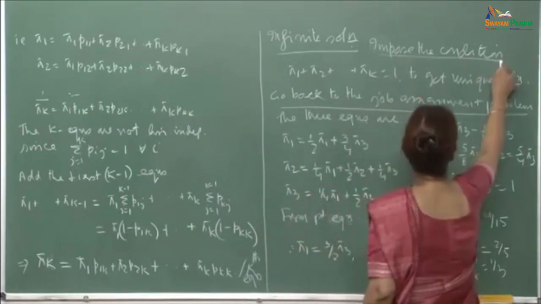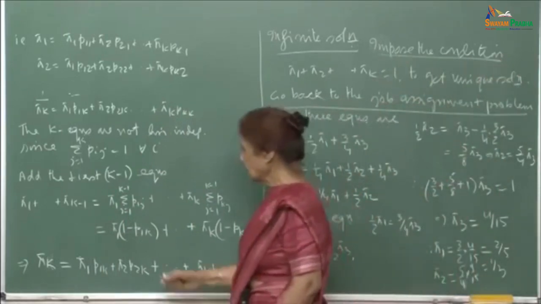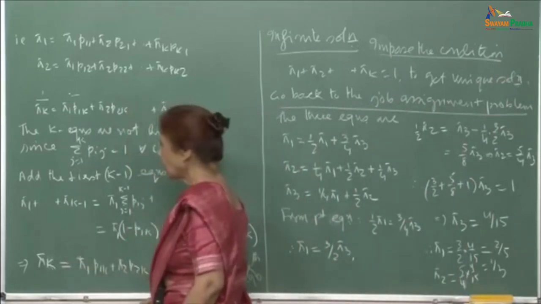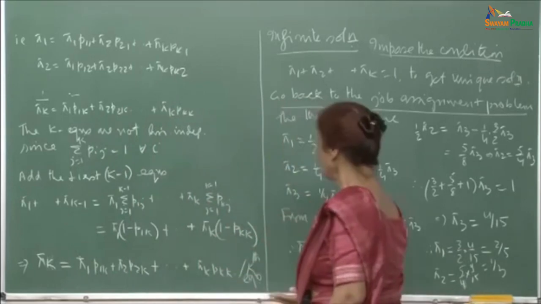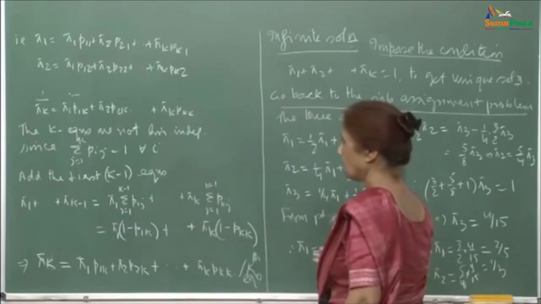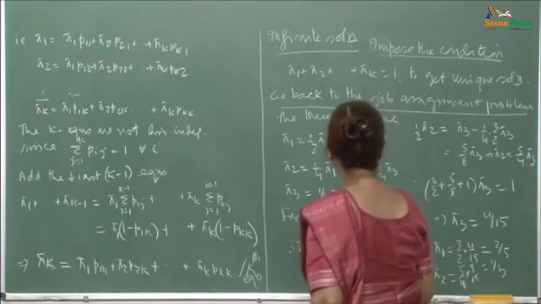But when you impose the condition, since we are looking for these steady state probabilities and they must add up to 1, pi 1 plus pi 2 plus up to pi k has to be 1, because the system will be occupying one of the states, either 1, 2, or k.